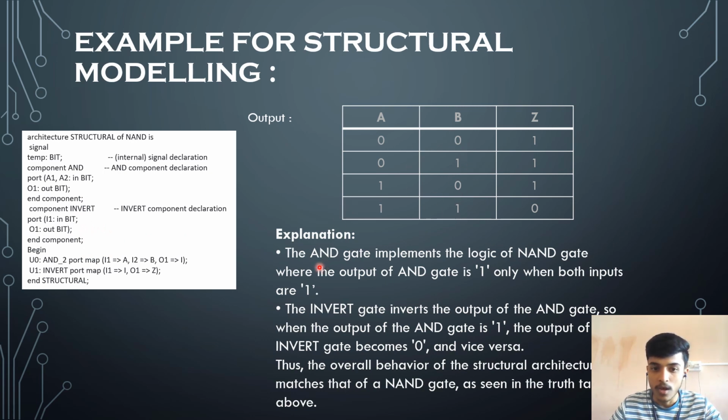Similarly, the AND gate implements the logic where the output of the AND gate is 1 only when both inputs are 1. We know that already. Similarly, if I apply an inverter to the output of the AND gate, we get the output of NAND. So I am performing only this operation inside this code. Okay, so let's move on to the next.